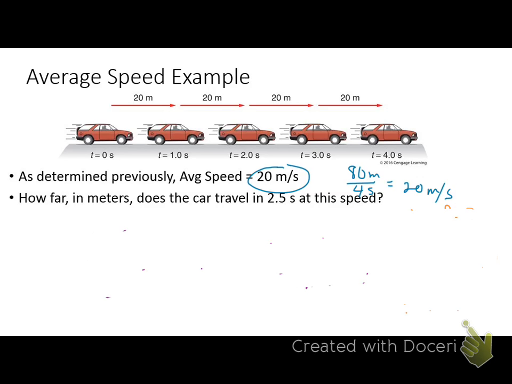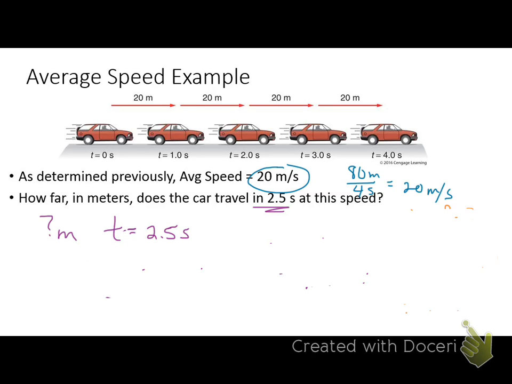So here we go. How far in meters? I'm going to put question mark meters. That's what I do. How far in meters does the car travel in, I'm going to put T for time, equal to 2.5 seconds. The last little bit of information is that it's going at the speed in the bullet above it. It's going 20 meters per second.